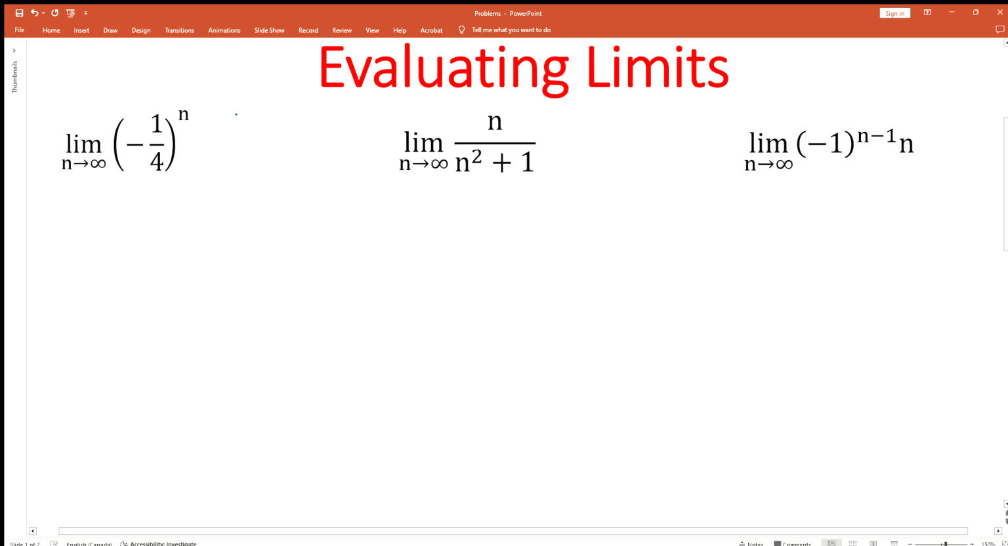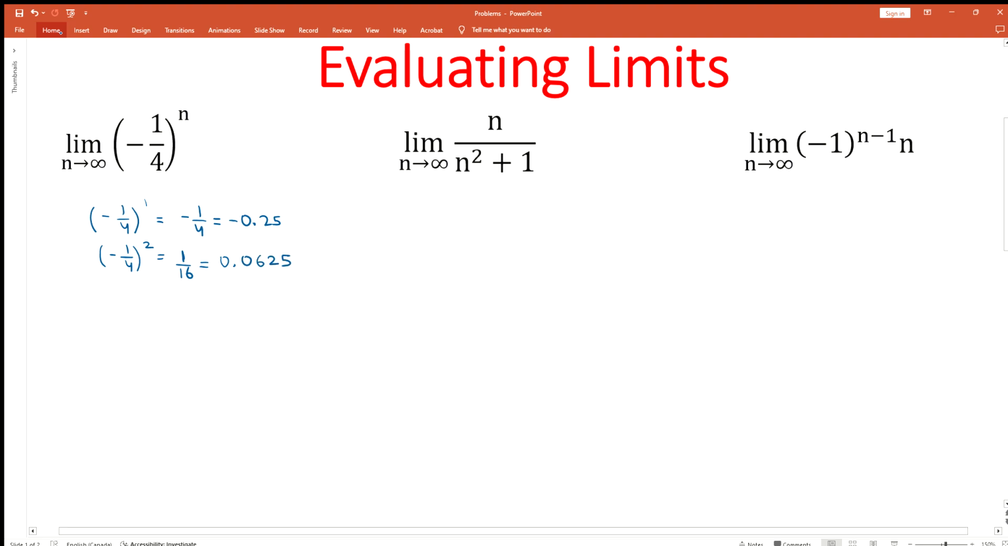As we increase the value of n, the value of this expression approaches 0. We can find that out by analyzing this expression. If n is equal to 1, the value of this expression is negative 1 over 4 or negative 0.25. If I sub in n as 2, I get positive 1 over 16, which is equal to 0.0625.